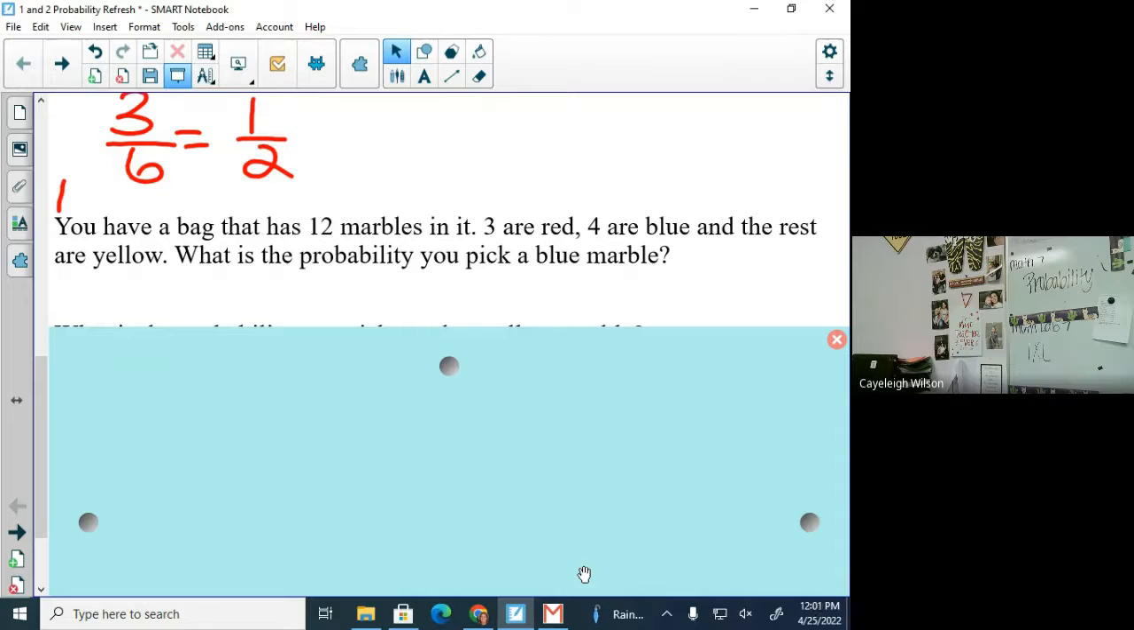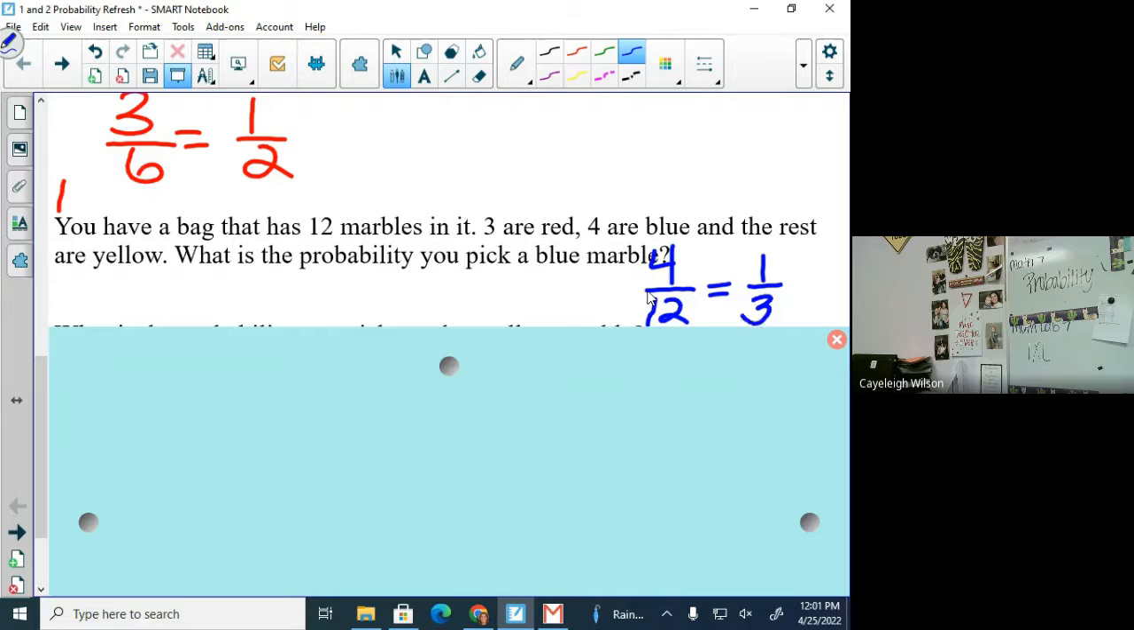All right, Emma, what'd you get? Okay. All right, so let's read it. You have a bag with 12 marbles in it. 3 are red, 4 are blue, and the rest are yellow. What is the probability that you pick a blue marble? So I asked myself, how many marbles are there? 12. Eli, how many of them are blue? 4. So my probability is 4 out of 12, but that reduces to 1/3.